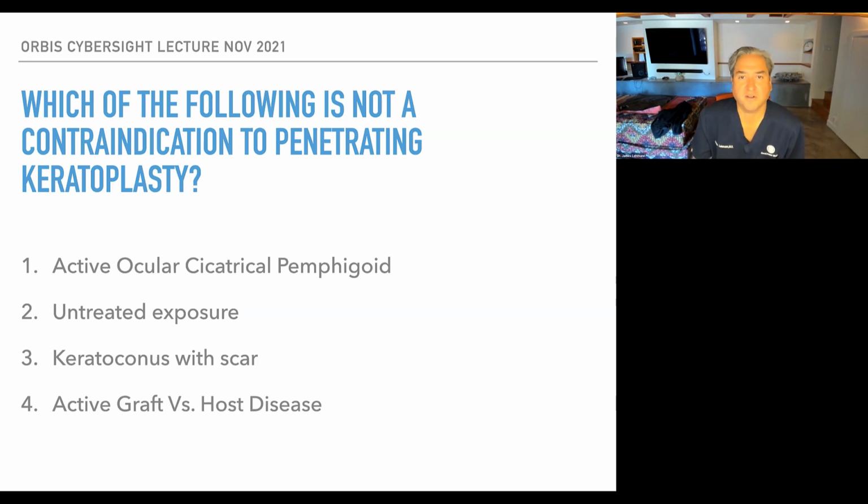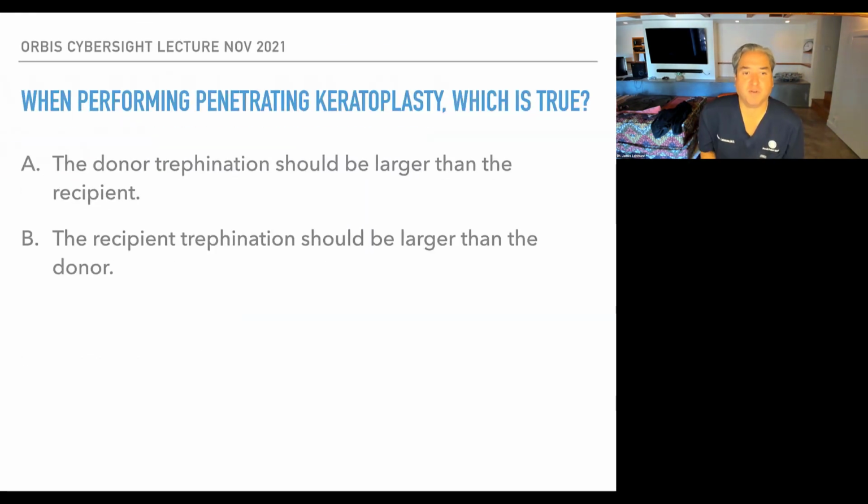All right, Lawrence, go ahead and put up the answer. All right, so we went from 67 to 88. That's correct. Keratoconus with a scar is a great reason to do a transplant. And then we want the donor bigger than the recipient or the recipient bigger than the donor. This should be 100%.